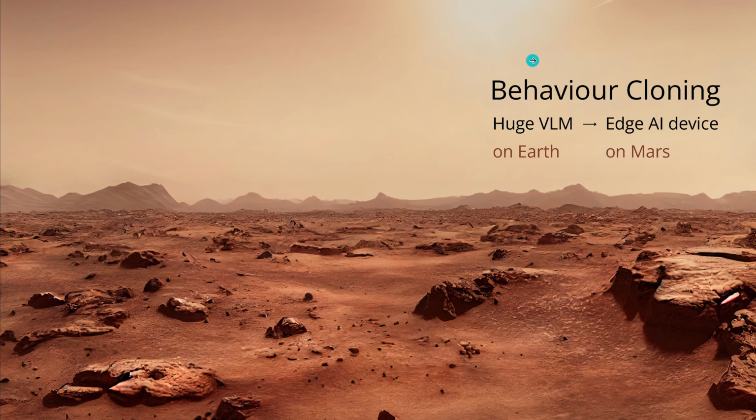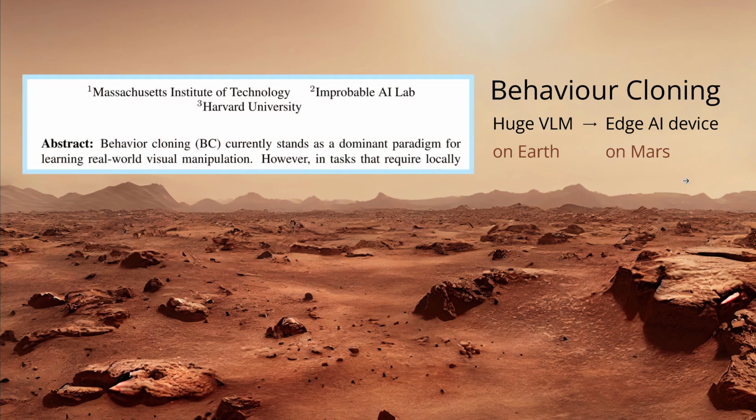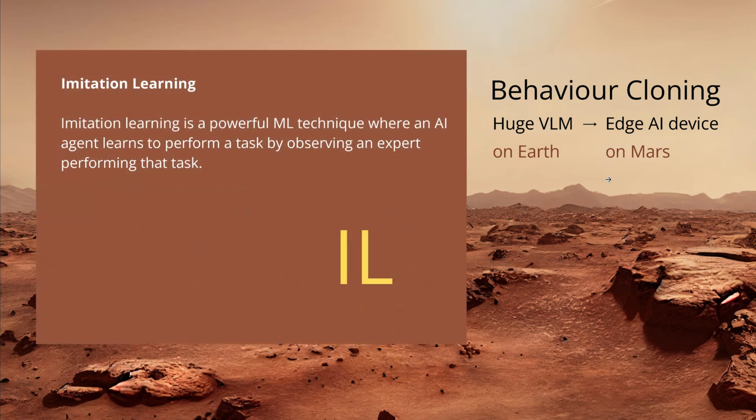So what is the idea? We have on Earth a supercomputer center, huge vision language models, and we have to find a way to transport this AI intelligence to our rover on Mars. And this is an edge device with a tiny computer and just a little bit of energy. So what is the best way to do this? Now, if you're an expert, you know behavioral cloning currently stands as the dominant paradigm for learning real-world visual manipulation. So let's go with this.